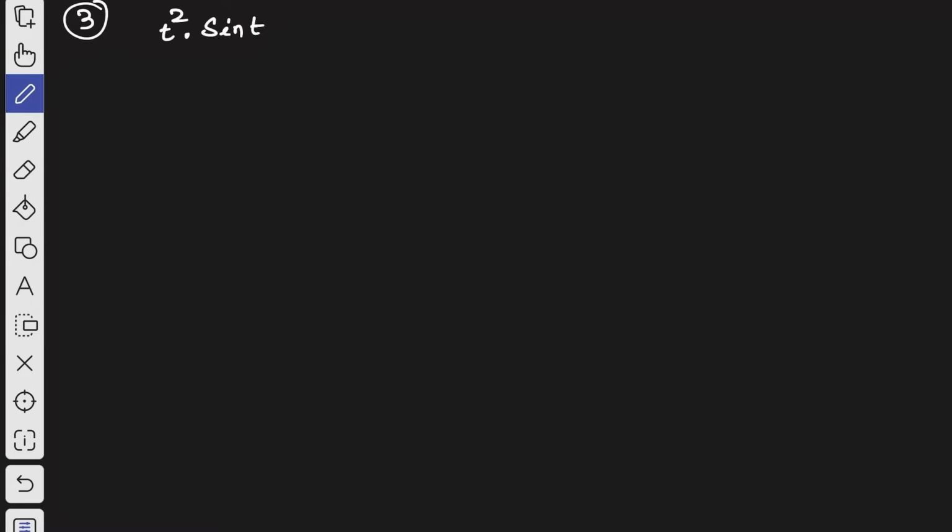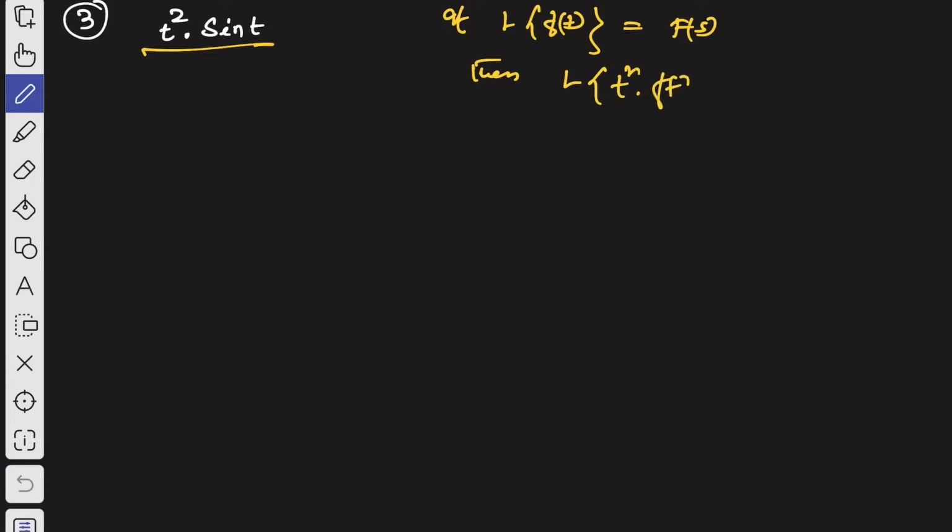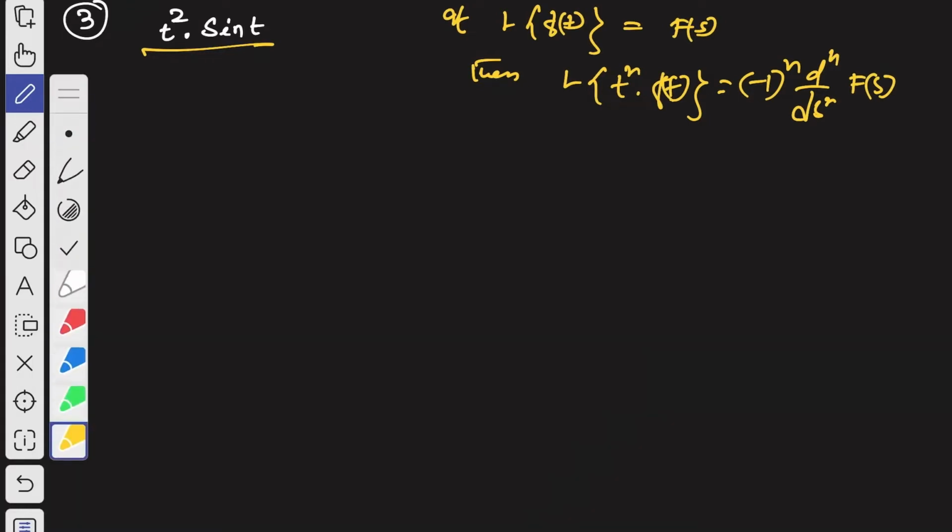Now here you see we are going to find a Laplace transformation of this. So here again we are going to apply this. If Laplace transformation of f of t is capital F of s, then Laplace transformation of t to the power n dot f of t is given by minus 1 to the power n and nth order derivative with respect to s of f of s. So that's what we're going to apply here.